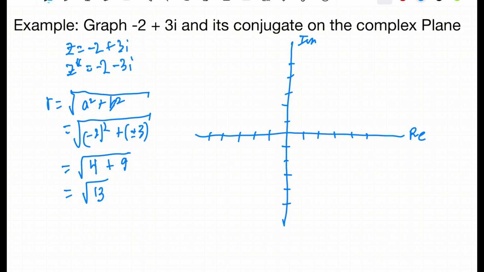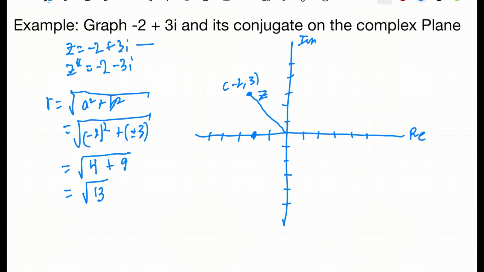So the first one, the real part is minus 2. I'm looking at this one first. So there's minus 2 on the real axis, and on the imaginary axis is going to be a plus 3. So 1, 2, 3, so it's right here. So that's going to be our first, the point minus 2, 3. That's going to be z.